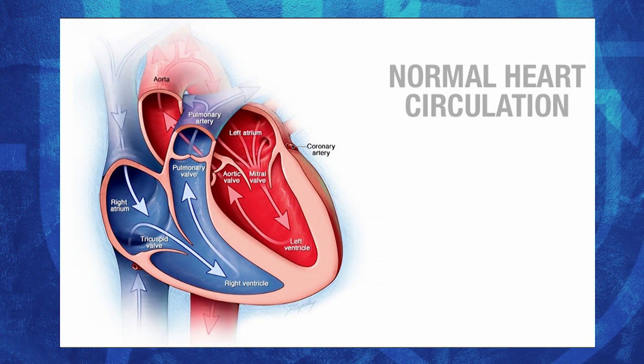In the lungs, it becomes oxygenated and returns back to the heart, and that's where you see the red. So it comes in through the pulmonary veins to the left atrium, which is the top part of the heart, goes through the mitral valve, and goes down to the left ventricle, which is the pumping chamber that pumps blood to the rest of the body. Once the left ventricle pumps, blood then goes out the aortic valve to the aorta and the rest of the body.